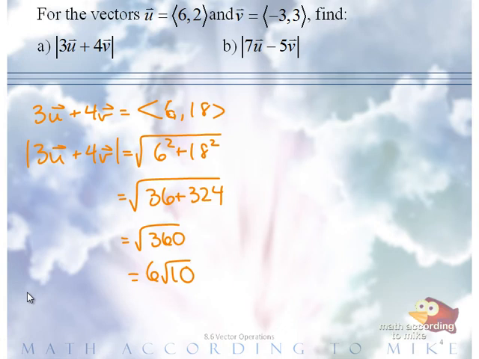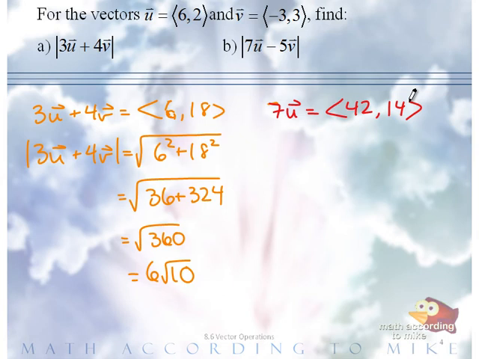All right. So to do the next one, we have to first find what 7 vector u minus 5 vector v is in component form. So if vector u is 6, 2 in component form, then 7 vector u, let me pick a different color here, would be 42, 14. Is that okay? Just multiply each of the components by k.